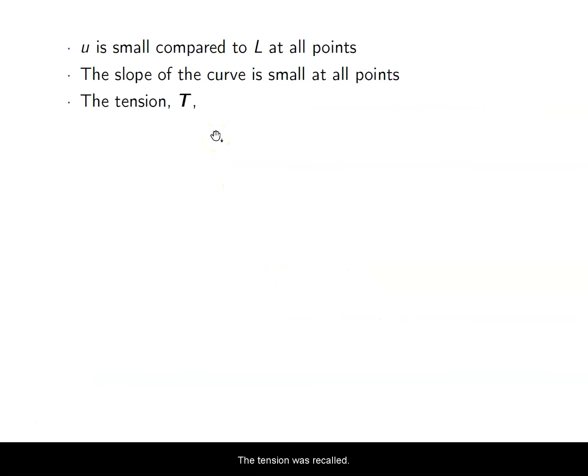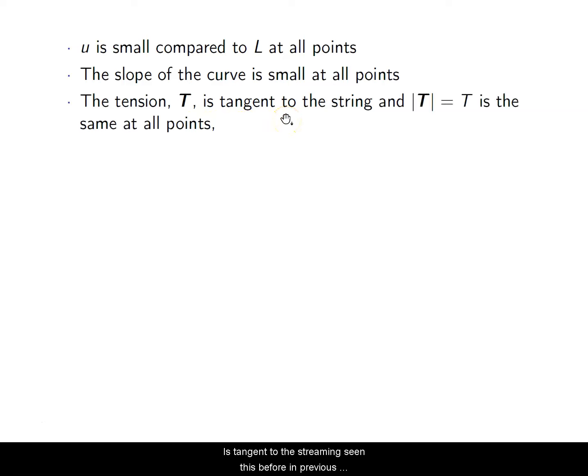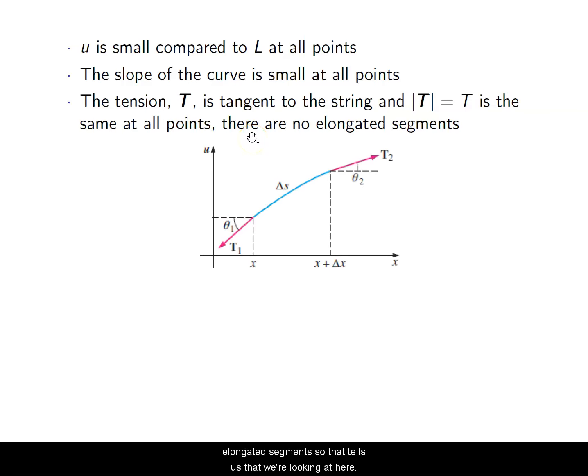The tension, which we call T, is tangent to the string. We've seen this before in previous sections. Here we're going to call the magnitude of the tension vector capital T, right? So there's a difference between the boldface and the non-boldface. So again, this is a scalar. It's the magnitude of the tension vector, and it's going to be the same at all points. There are no elongated segments.